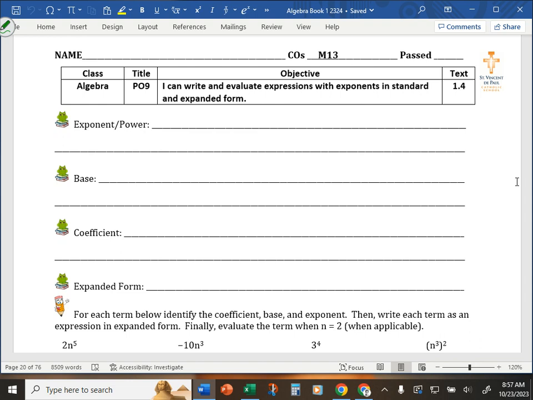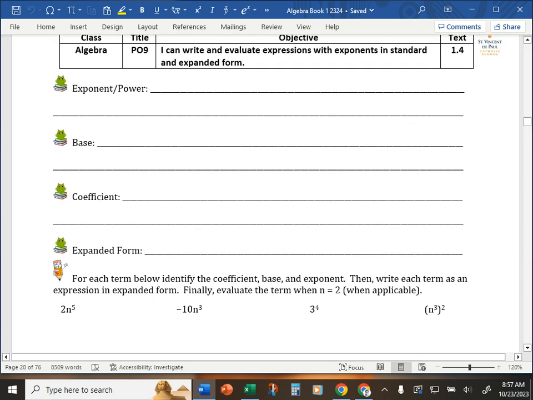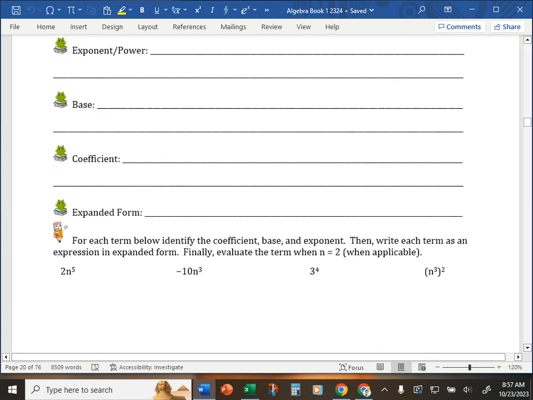So we have some definitions to tackle first. The objective is: I can write and evaluate expressions with exponents in standard and expanded form. Standard form is when you see a power such as 2n to the fifth. That's the standard form, it's got the power. Expanded form would be what it is actually telling you to do, what it actually means. To get there, we're going to look at the parts of an exponent expression.